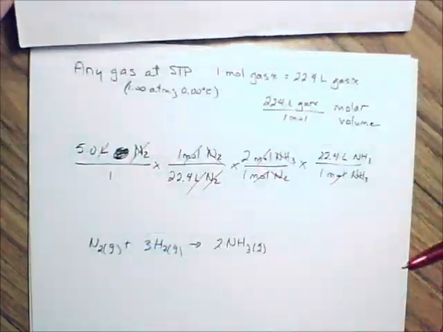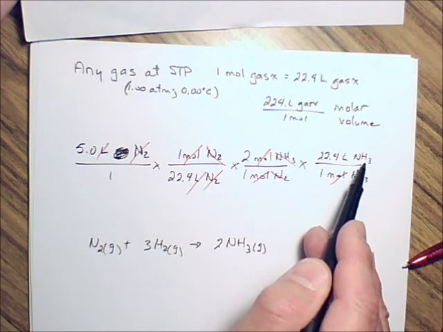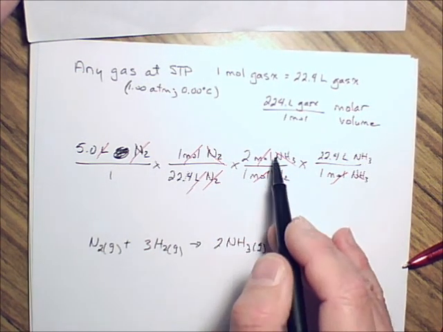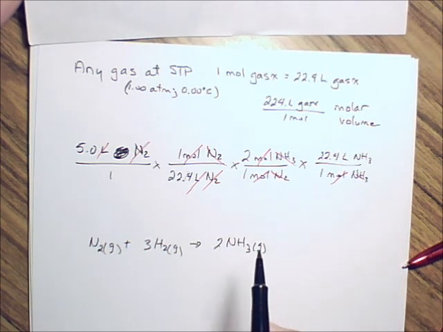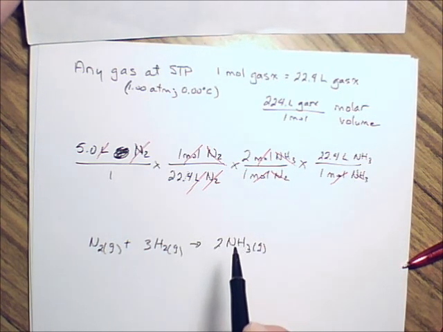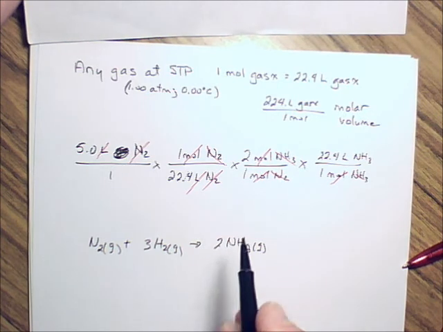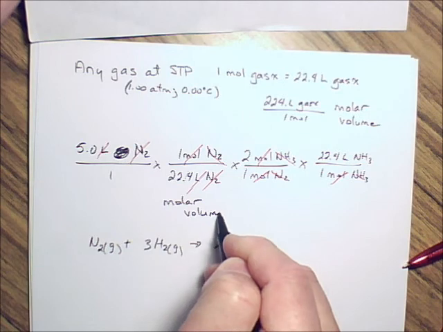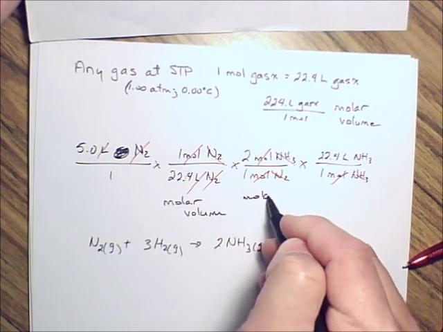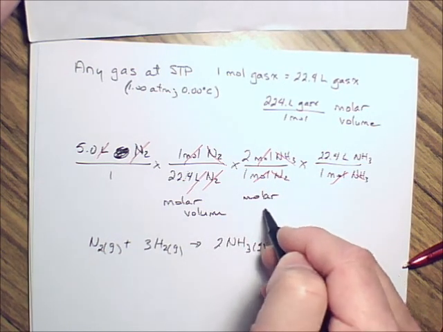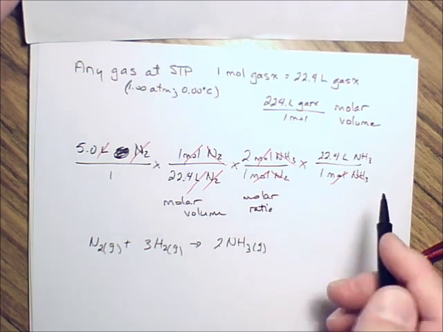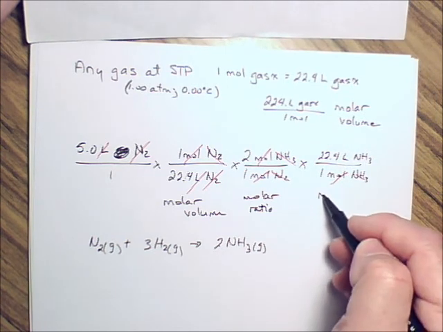And the question says if I want to go from volume of one gas to volume of another, what do I use? I need molar volume, a molar ratio, and molar volume again. Molar ratio, we've needed that ever since we were doing stoichiometry. I always need a molar ratio anytime you're doing a chemical reaction, going from one species to another. And this is just molar volume again.